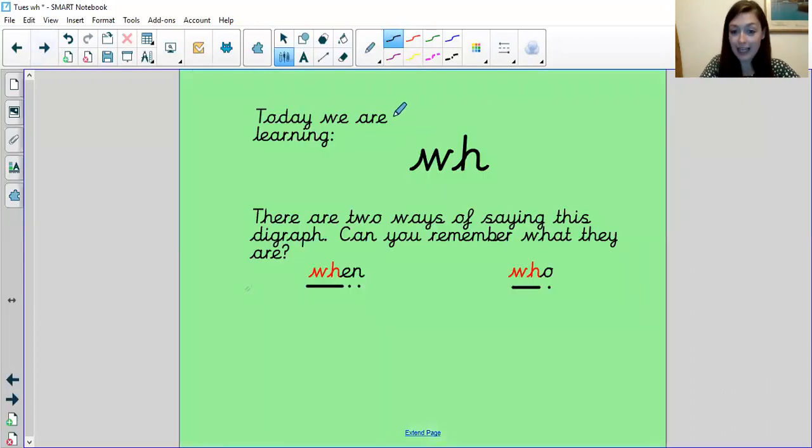So our sound of the day is, say it out loud, wh. Well done. Now there are 2 ways of saying this digraph. Can you remember what they are? Look at these words to give you a clue. I've put the sound buttons on to help you. Very good. We've got w, n, when. Then we've got who. So we've got w and a h sound. So this sound, how we've spelled it, wh, it can make a w and a h sound, but mostly it is the w sound.